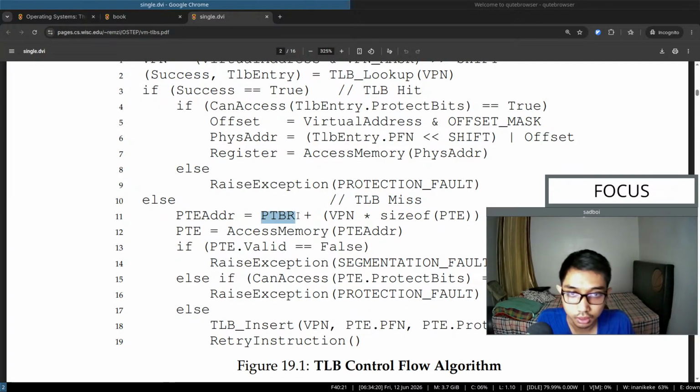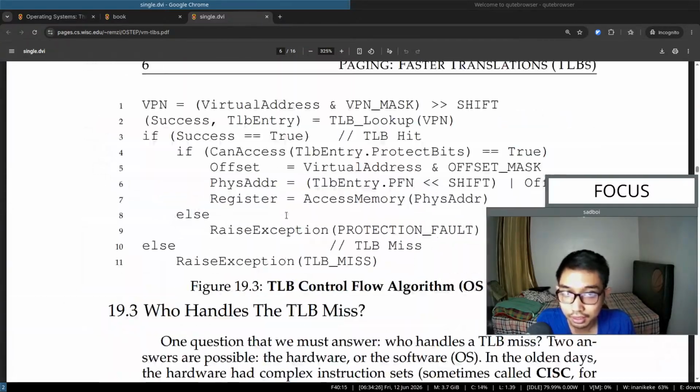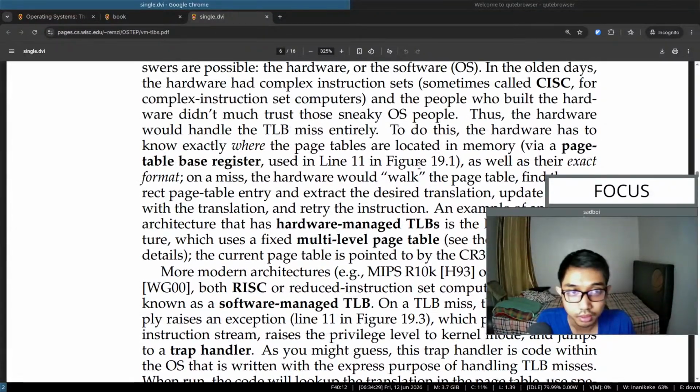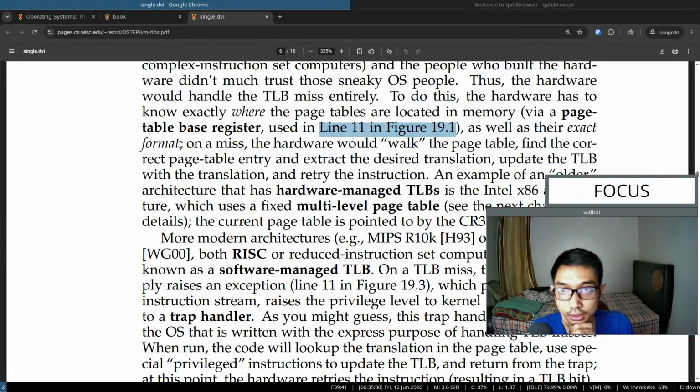I have been wondering what this means. Okay. Alright. Is it only for the hardware though? I'm not sure. The truth is the hardware has to know exactly where the page tables are located in memory via a page table base register used in line 11 in figure 19.1, as well as their exact format.